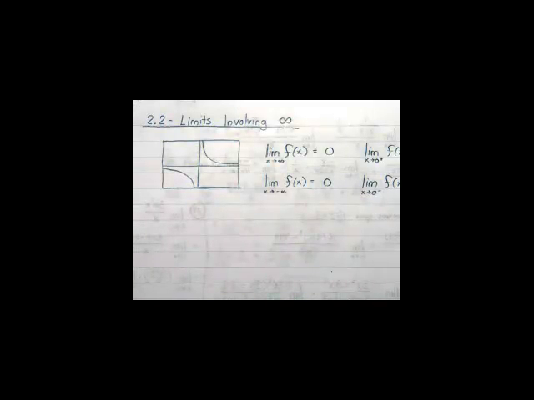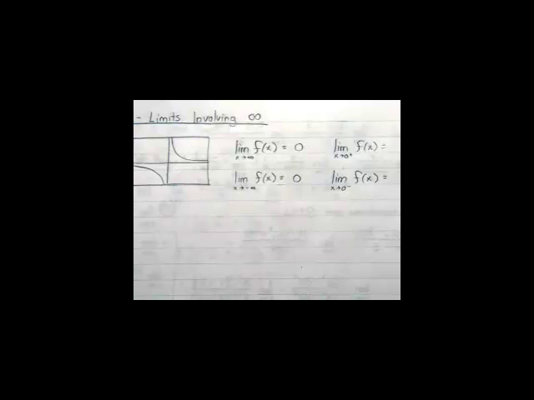So looking at that graph, what is the limit as x approaches 0 from the right? Infinity. And from the left? Negative infinity. Okay. So these kind of limits involving infinity describe horizontal asymptotes.